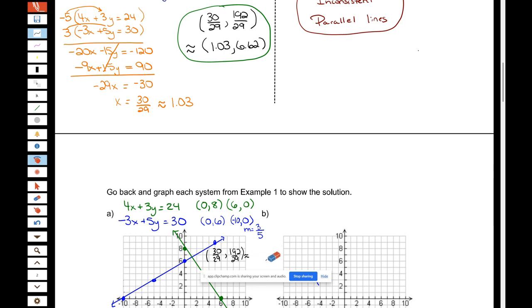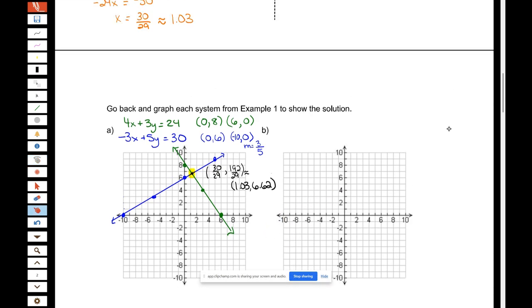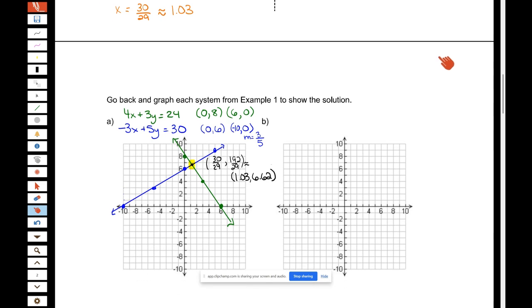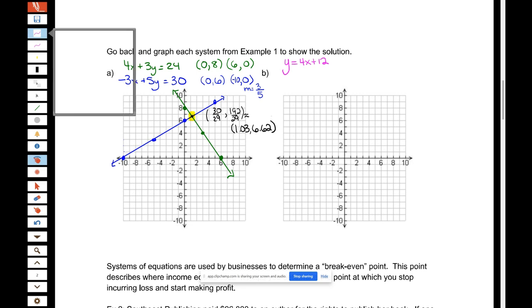I'm trying to write this more neatly. Maybe I'll highlight that just so we know that's the intersection point that we are looking for. Okay, so now for the other system, we have y equals 4x plus 12. We're not going to be able to graph the y-intercept on that easily, at least. And then negative 8x plus 2y equals 20.